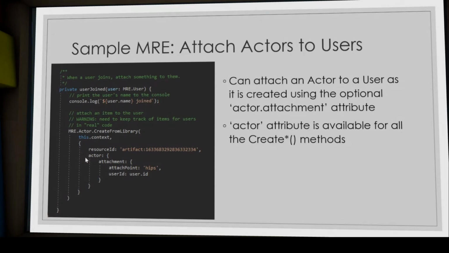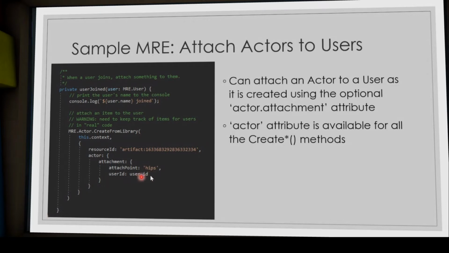As you call this function, there's an optional parameter where you can adjust parameters of the actor. In this case, what I wanted to do was make it an attachment. So the actor, I said, make it an attachment. And the attach point was the hips. So that's why the mule ended up underneath us.